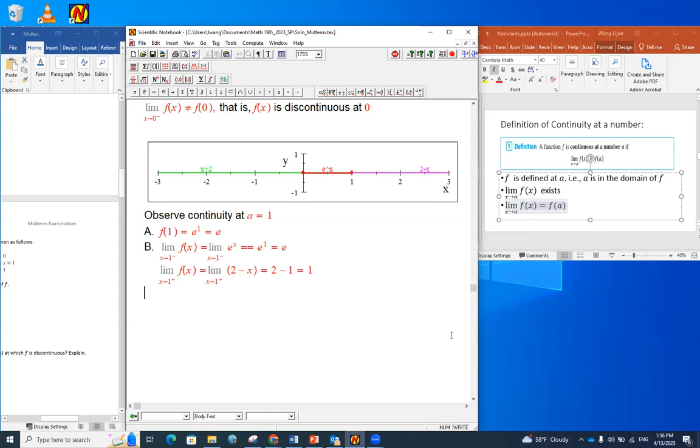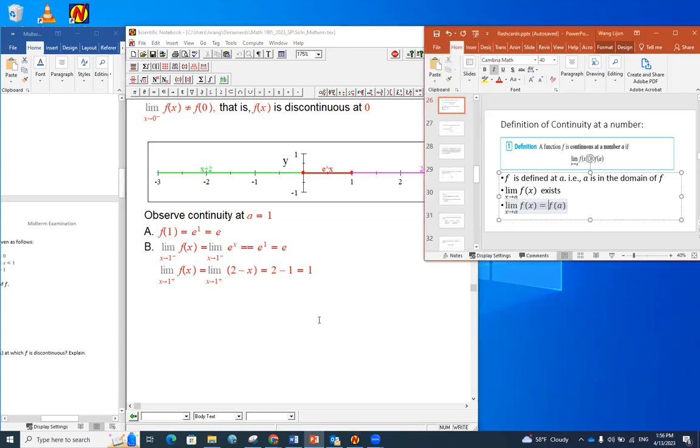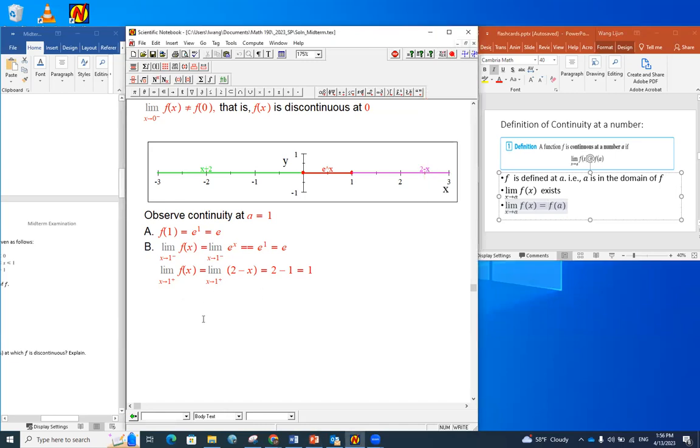So now we are in a situation where the limit does not exist. Then you would say the limit as x approaches 1 of f of x does not exist. Do we need to check further? No need to check further. The second condition is not satisfied, so you can say f is discontinuous at 1.